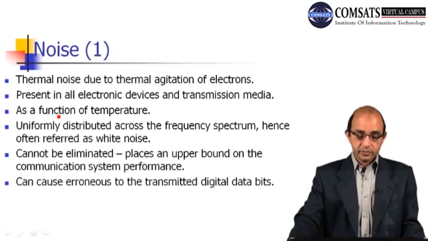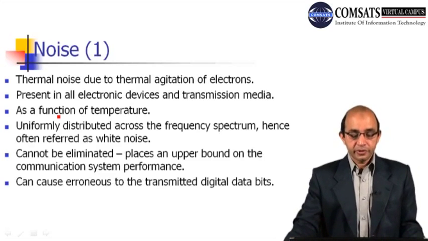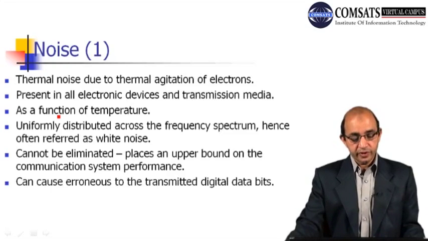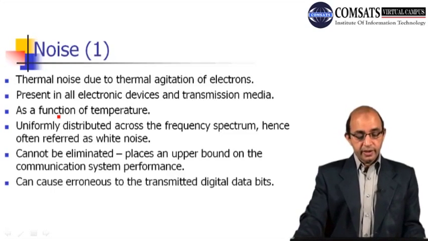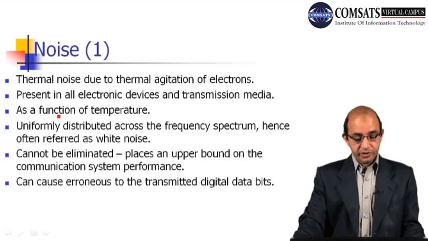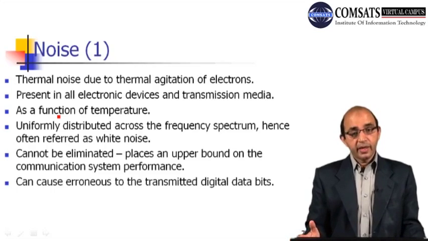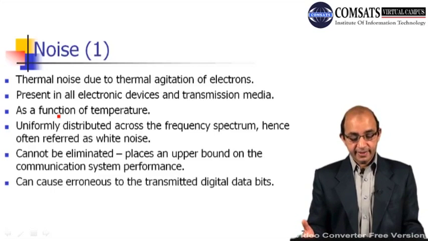In that case, we come across thermal noise, which is produced due to the thermal agitation of electrons. It is a function of temperature. Thermal noise is uniformly distributed across the frequency spectrum. Hence, it is referred to as white noise, or you can also term it Gaussian noise. It cannot be escaped, so it places an upper bound on the communication system.